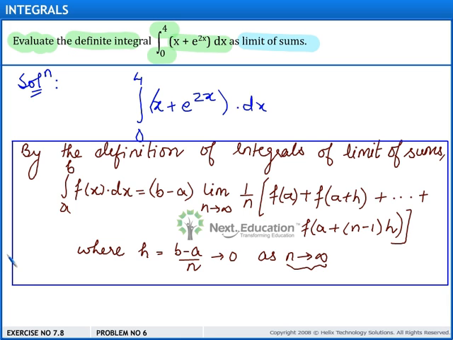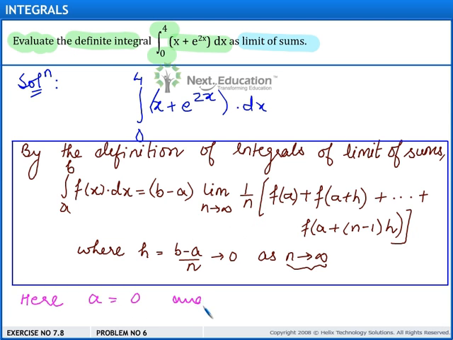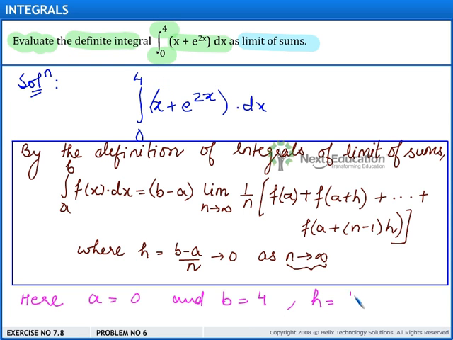Now here, a, the lower limit, is equal to 0, and b, the upper limit, is equal to 4. Therefore, the value of h is equal to (4 minus 0) upon n, so this is equal to 4 upon n.